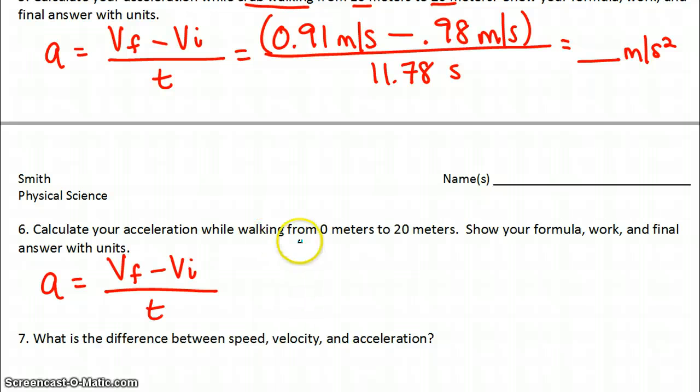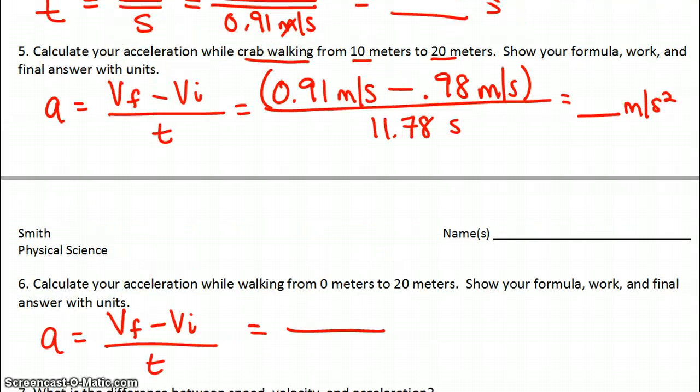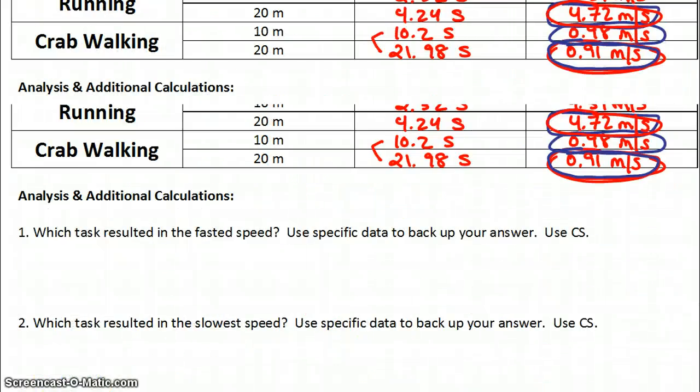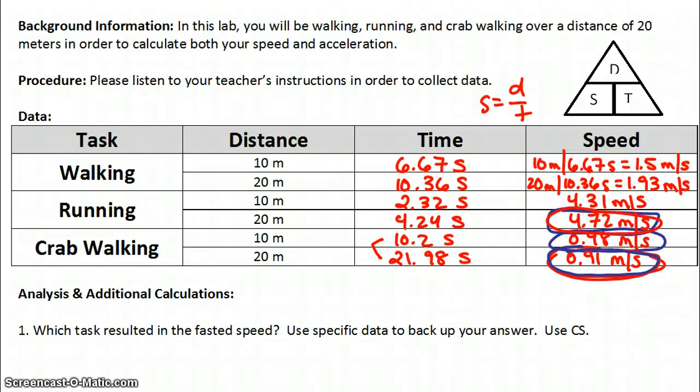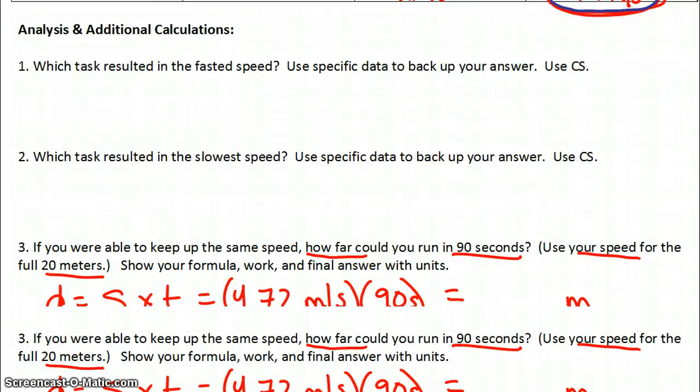Calculate your acceleration while walking from 0 to 20 meters. So we're going to look at our walking data. All right, from 0 to 20 meters, we need to figure out our final velocity first. So at 20 meters, our velocity was 1.93 meters per second.